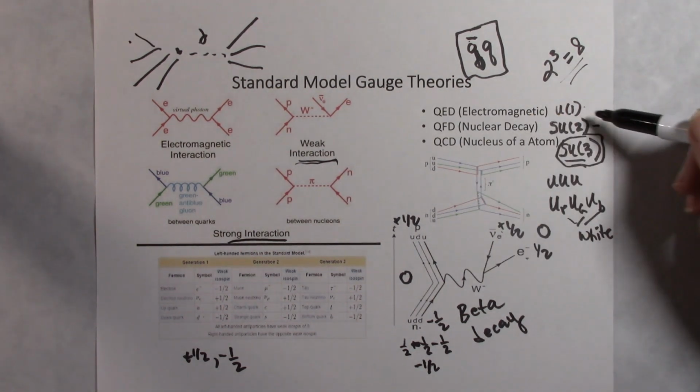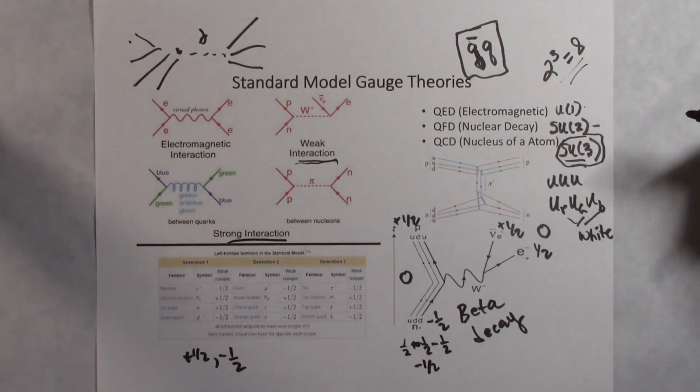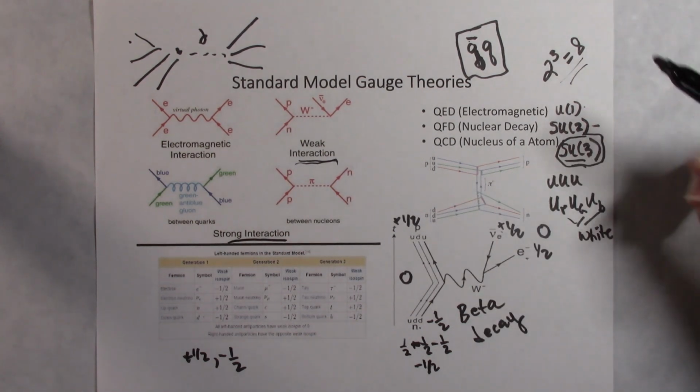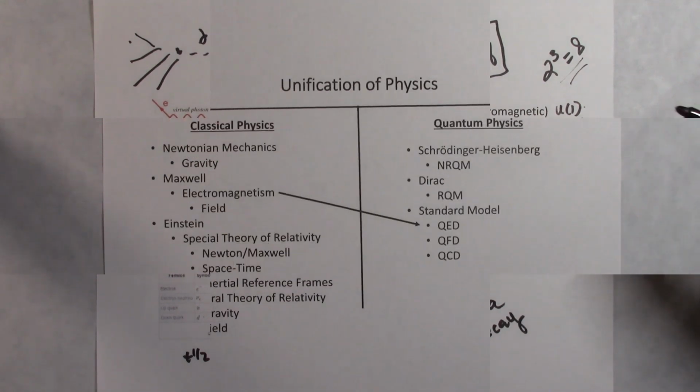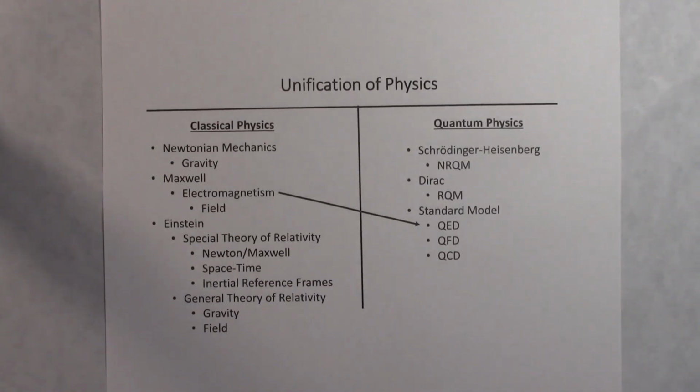The symmetries dictate what particle interactions can take place in nature and which ones can't. And that's the beauty of the standard model. We've pretty much arrived at where we wanted to get.